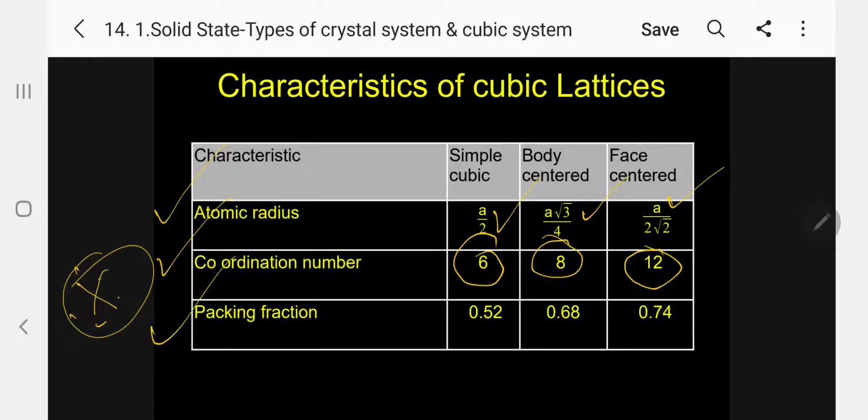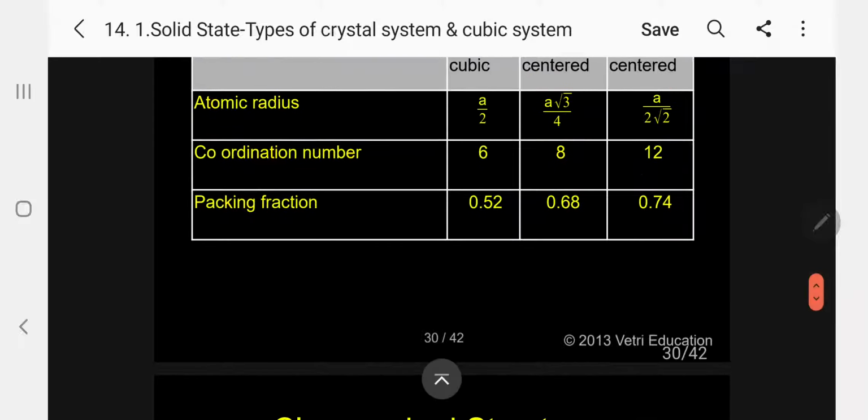Next will be packing fraction. What is meant by packing fraction? That is the volume occupied by the atoms divided by the total volume of the container, that means the available space, small v by capital V. That gives the packing fraction. This also you have to memorize. Packing fraction for simple cubic 0.52, body centered 0.68, face centered 0.74. Everything in this table is most important, you have to memorize.